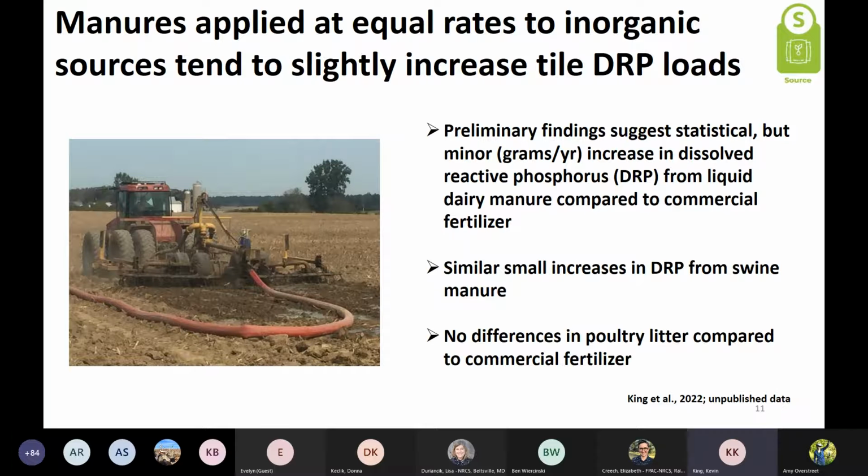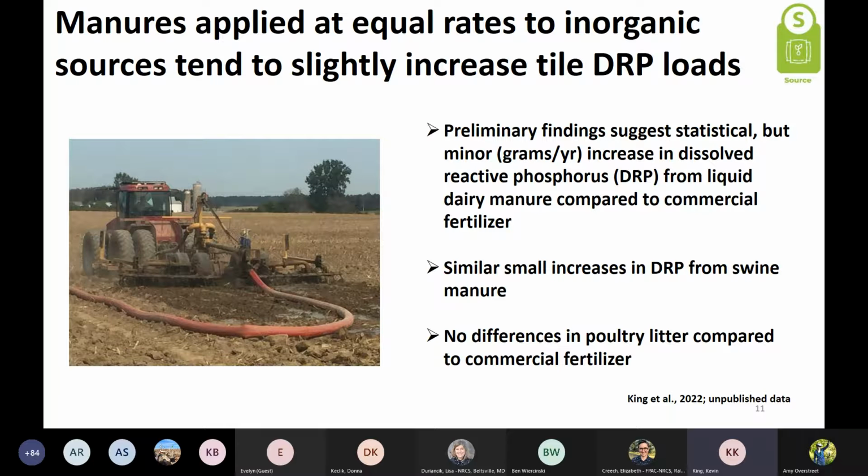Similarly, we have two additional studies within the Edge of Field network where we are exploring the use of commercial fertilizer compared to swine manure and poultry litter. In both cases, we see similar low magnitude increases in dissolved reactive phosphorus loss with the use of swine manure and poultry litter.